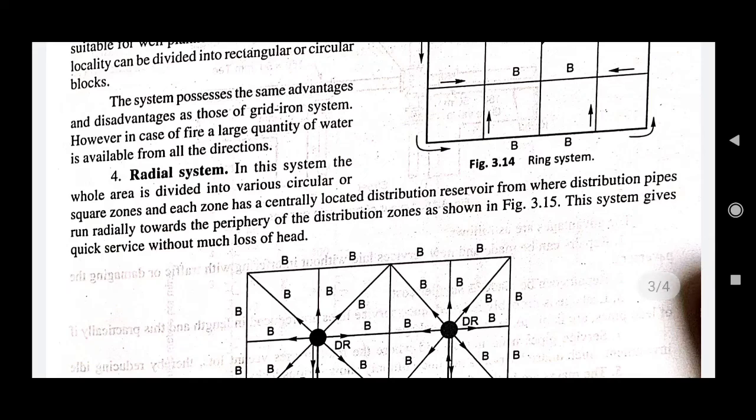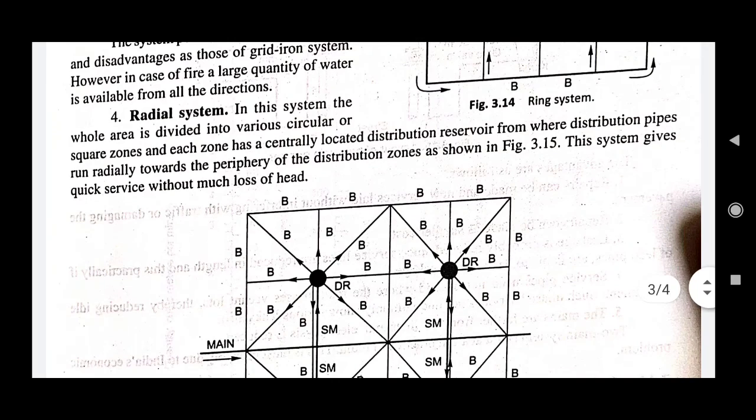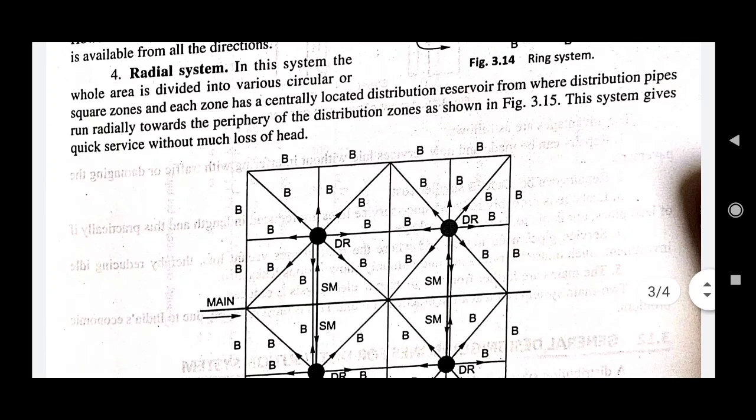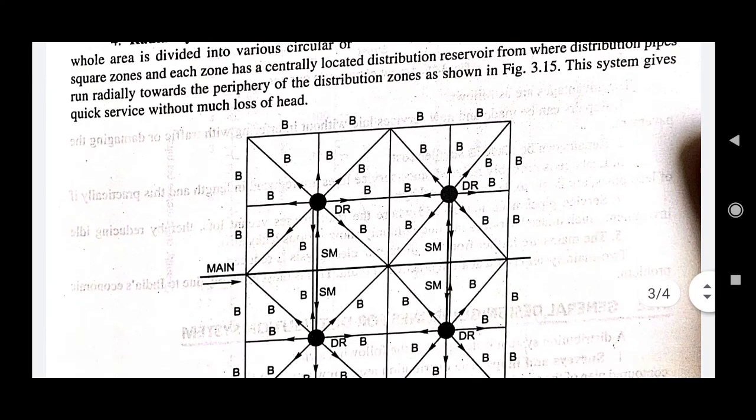In the radial system, there is not one but a number of distribution reservoirs provided in the locality, right? What is happening is the mains are connected by sub mains, and the sub mains are connected to a distribution reservoir which is radially supplying the water to the branches. You can see in the figure that there is only a single main line which is passing through the center of the locality. From the main line, there are sub mains which are taking the water to the distribution reservoirs. So there are different numbers of distribution reservoirs.